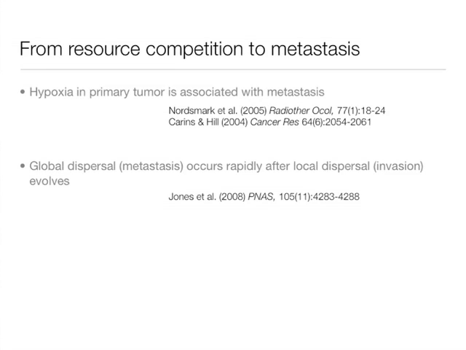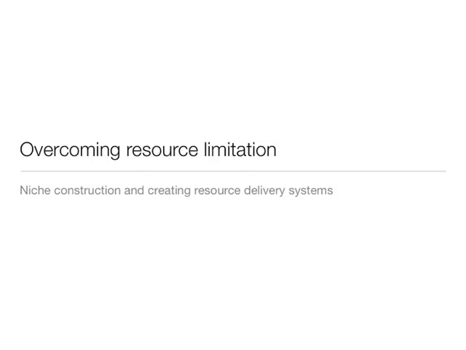We also know that hypoxia in primary tumors is associated with metastasis. And further, that the global dispersal, this metastasis process, occurs rapidly after the local dispersal, so just the invasion into neighboring tissues. So there's a kind of direct line from resource competition to the evolution of cell mobility and metastasis. And like a lot of organisms do, I think cancer cells can really create a niche in the body to promote their own survival and reproduction.